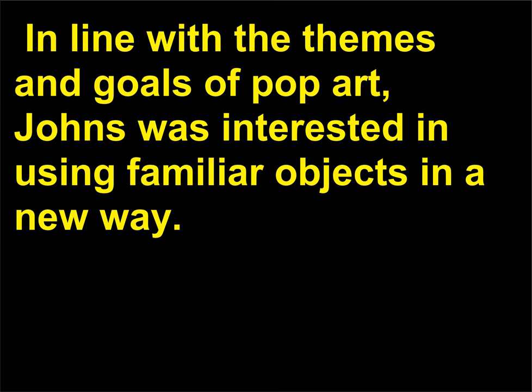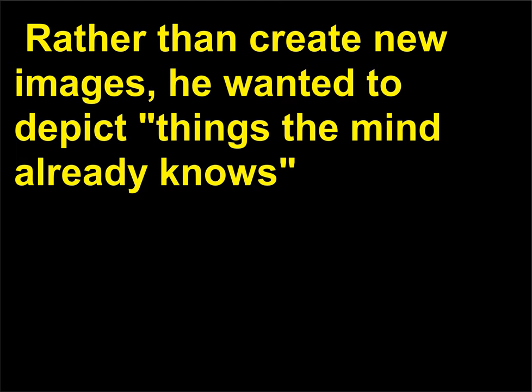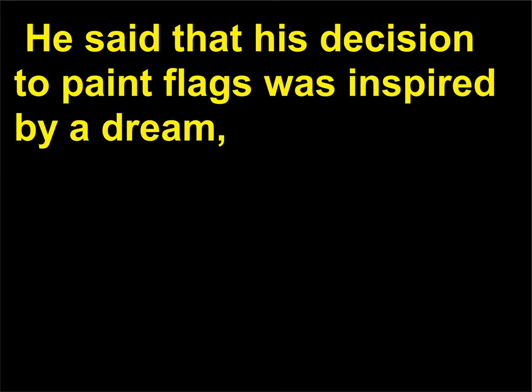In line with the themes and goals of pop art, Johns was interested in using familiar objects in a new way. Rather than create new images, he wanted to depict things the mind already knows. As quoted in the Met Museum Timeline of Art History, he said that his decision to paint flags was inspired by a dream, and his realistic works serve to highlight the artificiality of the symbols he represents.